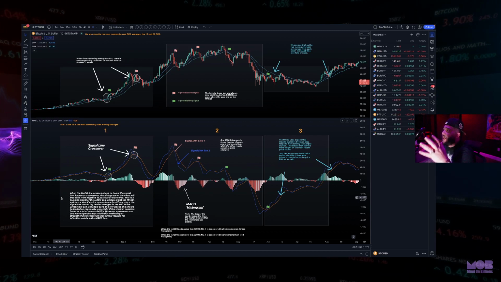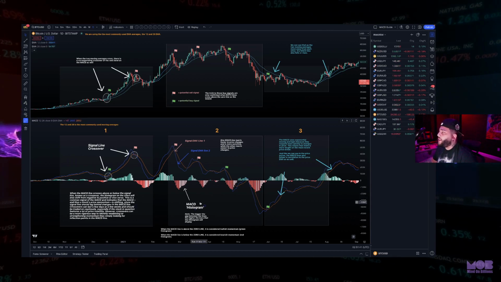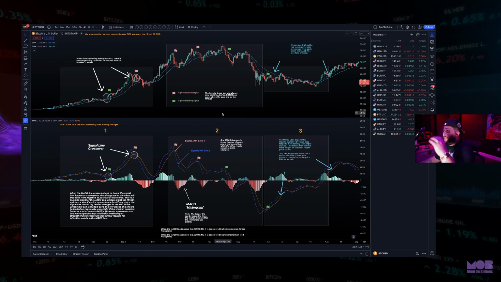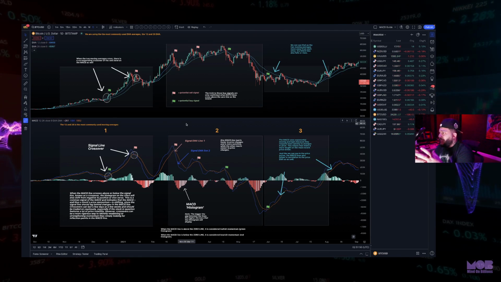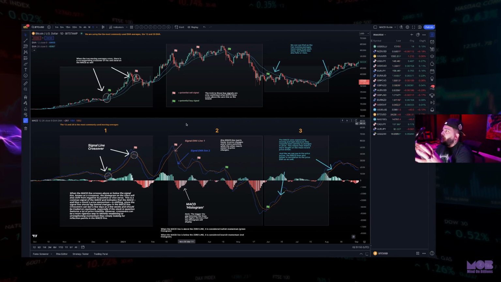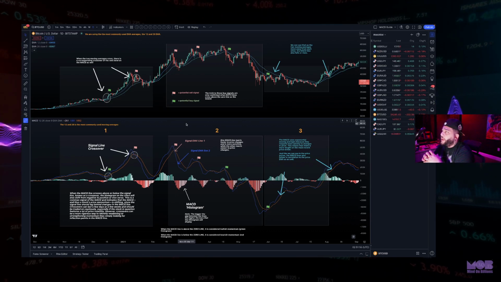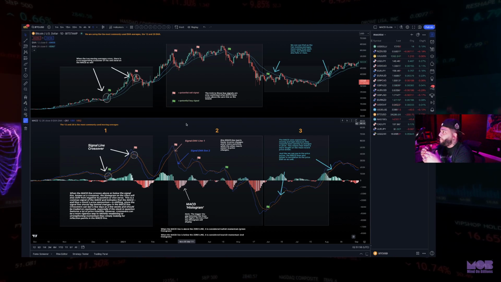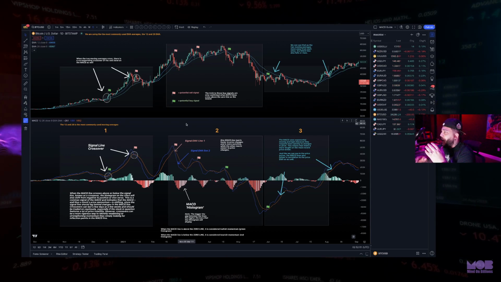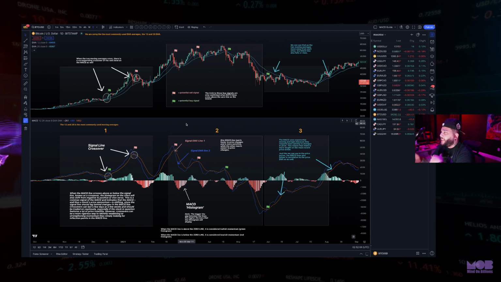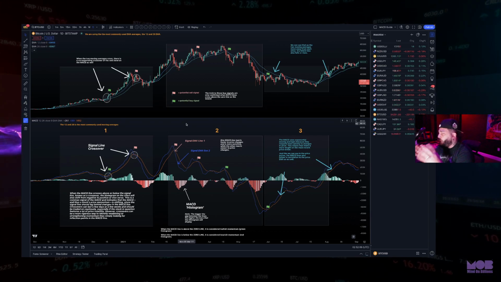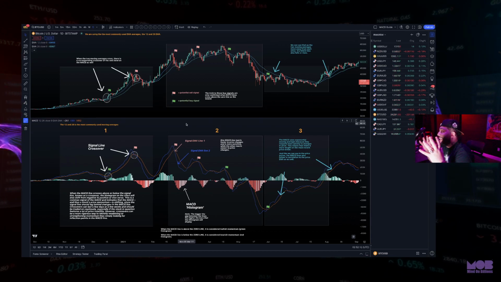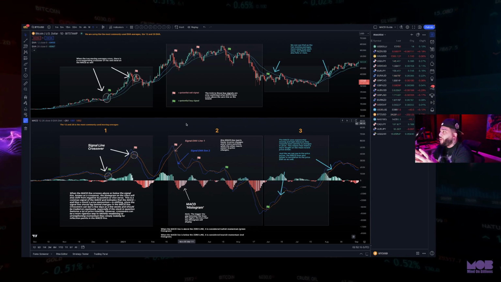You can use these as additional confirmations. Whenever you see that the price action on the top is matching with what the MACD is displaying on the MACD indicator, that is convergence. When you see that there's kind of the exact opposite thing happening, that is divergence. And so you want to be able to use the MACD indicator, which consists of multiple EMAs and a histogram.